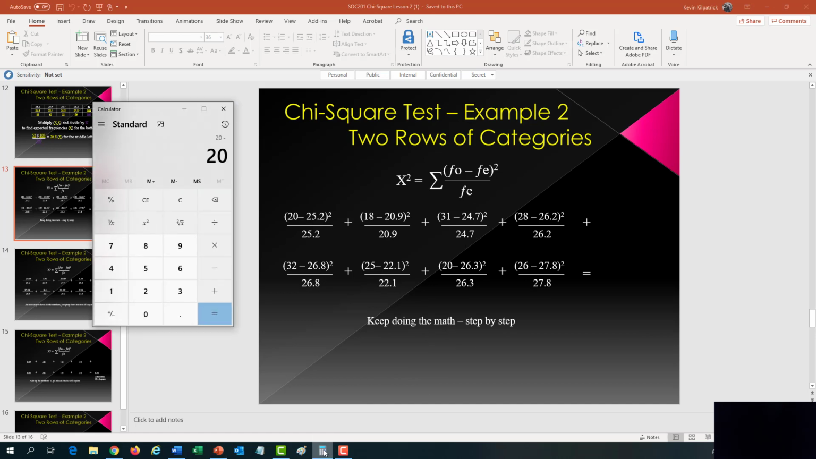20 minus 25.2, I'm working on this top left fraction. And it gives me a negative 5.2. So I'm going to square that. Actually, let's just do this. We'll do 5.2 times 5.2, because you know that a negative times a negative gives you a positive. So we have 27.04 divided by 25.2.